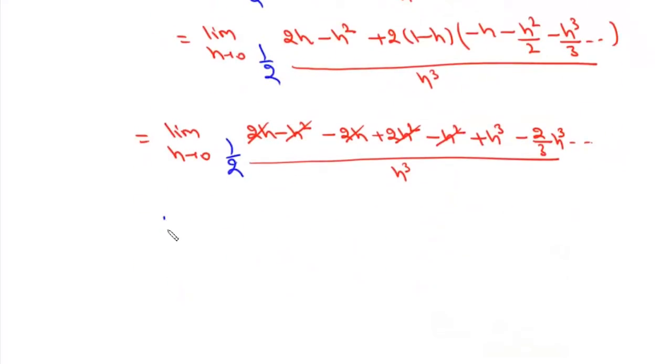So the answer to this limit will be 1 by 2, and then the coefficient of h cube in the numerator, which is 1 by 3, and in the denominator it is 1. So the answer to this limit is 1 by 6.